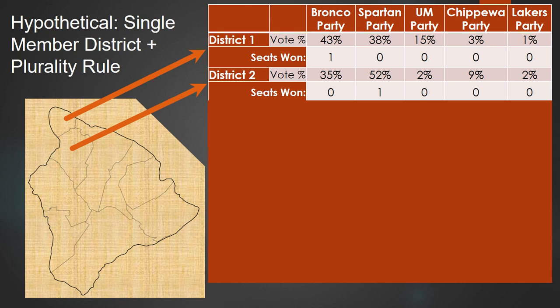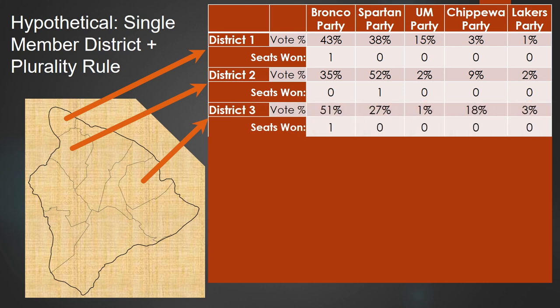The Spartan Party. Right. In this case, she happened to win a majority of the vote, 52% of the vote. She gets the one seat. The other parties do not get the seat. We look again at District 3. In District 3, which is a slightly different district, Broncos win 51%, Spartans 27, Michigan 1, Chippewas 18, and the Lakers 3%. Who wins? The Bronco, right? So again, they get a seat, everybody else doesn't.